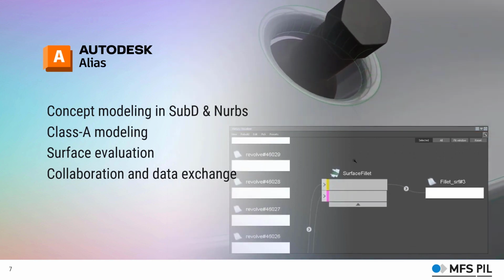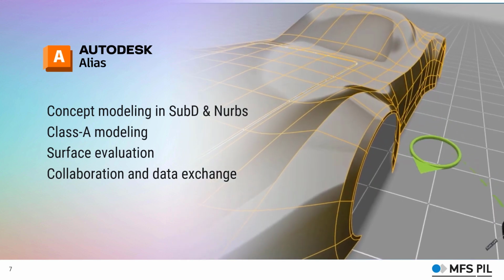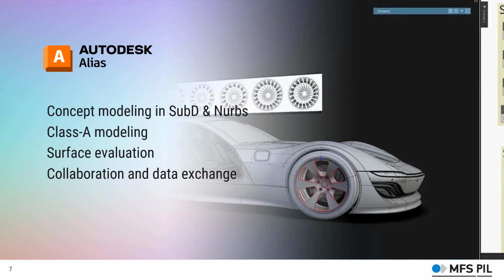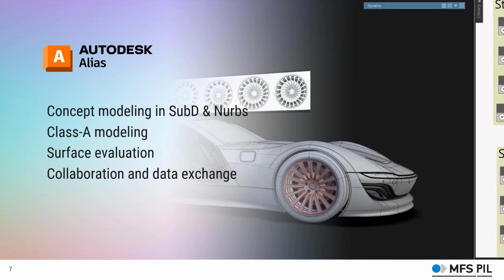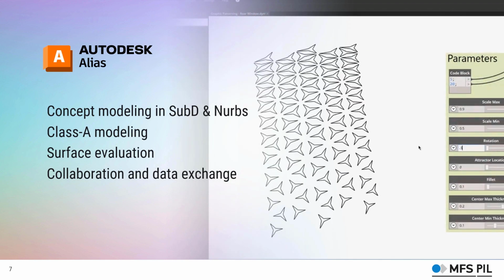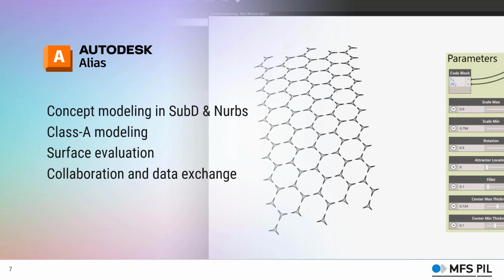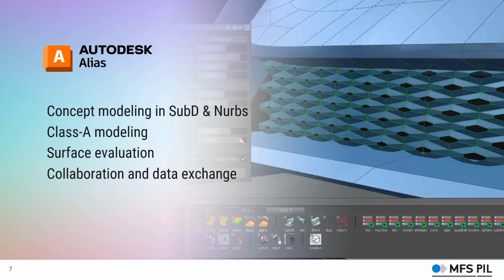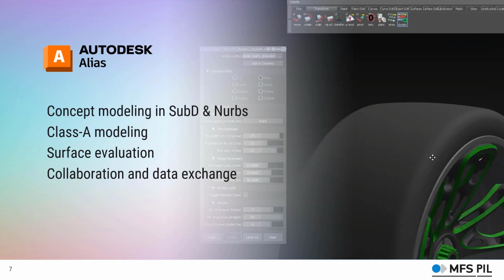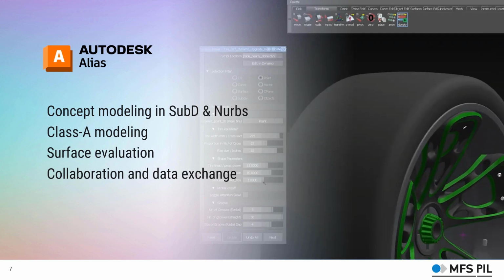Of course, therefore you need the right tools, and Alias is offering the tools to create surfaces, but also to evaluate surfaces the best way possible. And because Alias is a standard in automotive design, it has many possibilities to exchange data with industry standard software, which is a good thing when working together with other departments.